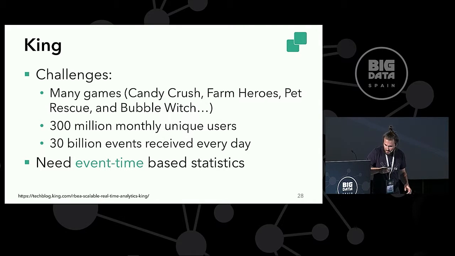So the first one is King. King is basically a maker of mobile games. They make Candy Crush Saga, Farm Heroes, some other games. Some people might not expect this, but this is a very huge generator of events. They have roughly 300 million monthly unique users, and these users generate roughly 30 billion events per day.